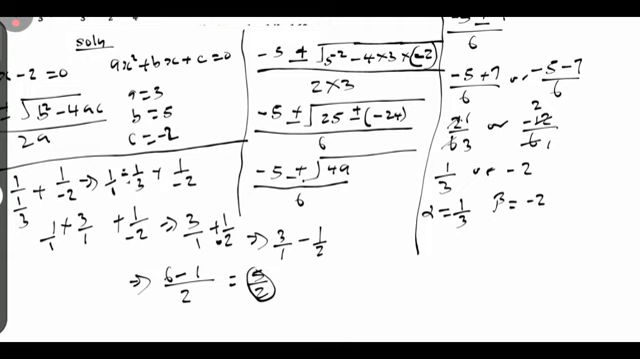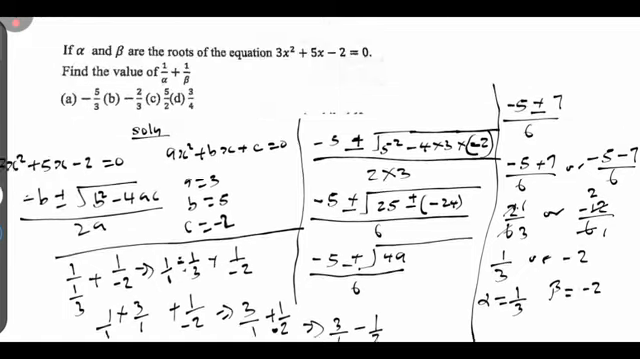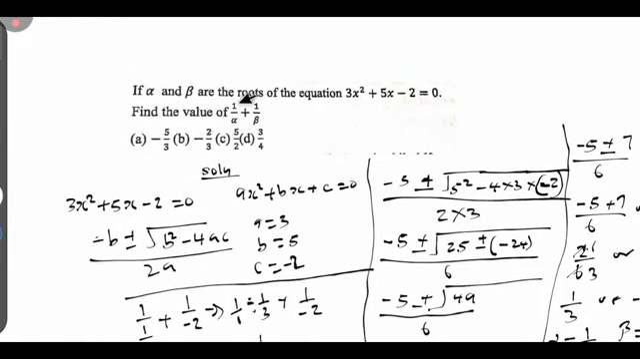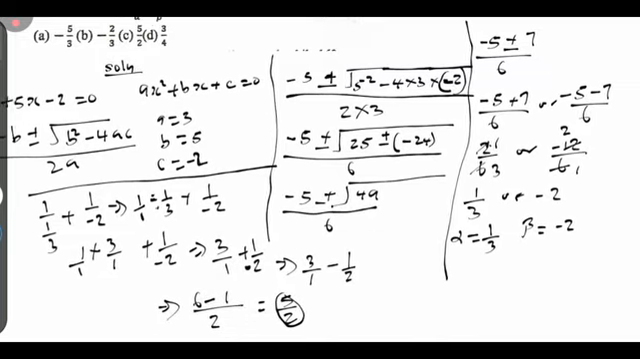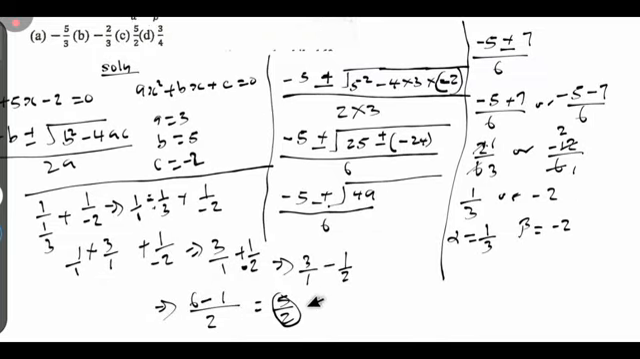So if it comes to the question we have here, the value of 1 over alpha plus 1 over beta is equal to 5 over 2. Okay, it's equal to 5 over 2.